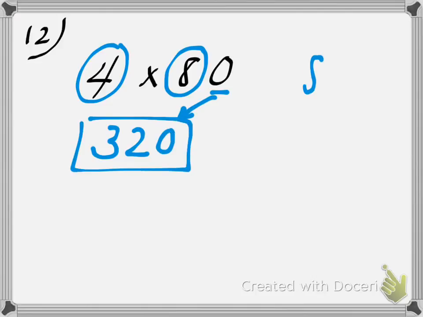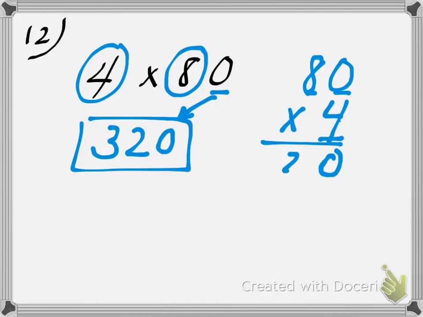So, now once again, we could just multiply this like this and do 4 times 0, which is 0, and 4 times 8, which is 32. So we'll get 320 either way. For our next one, we have a 2-digit multiplication.